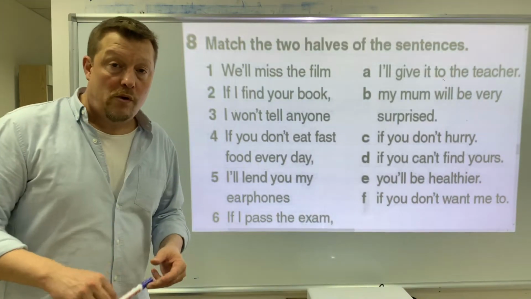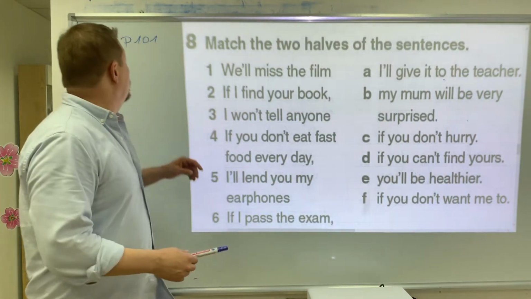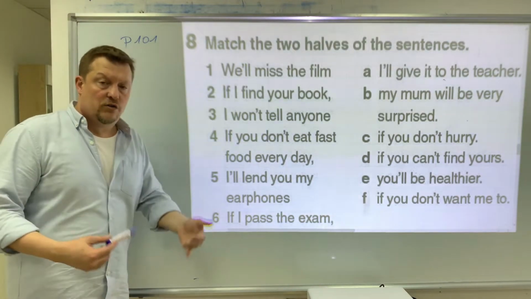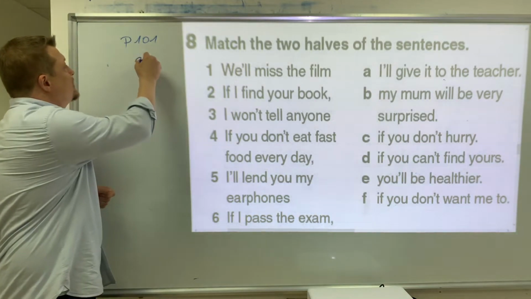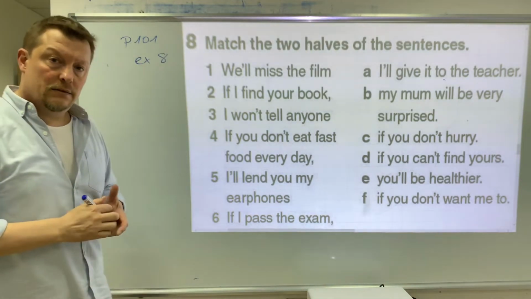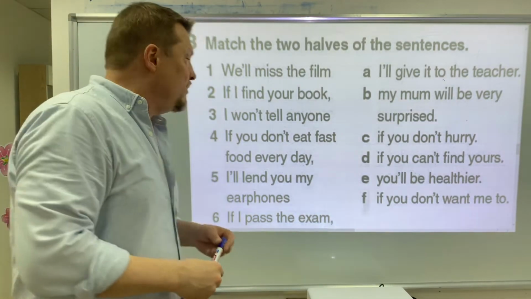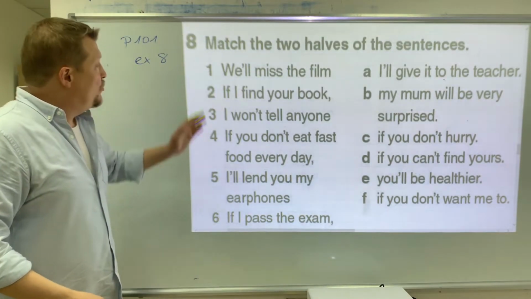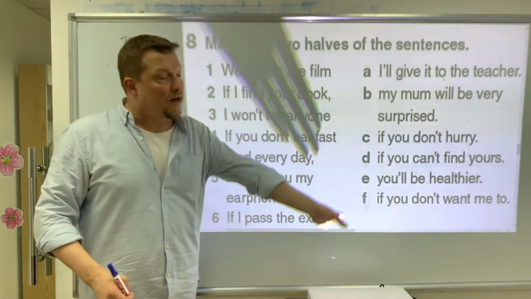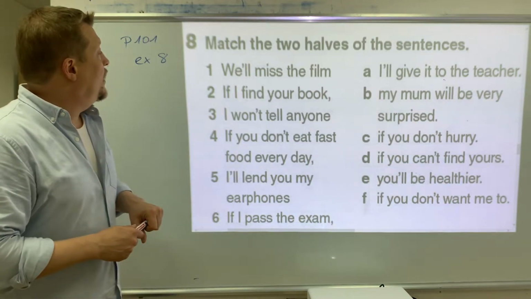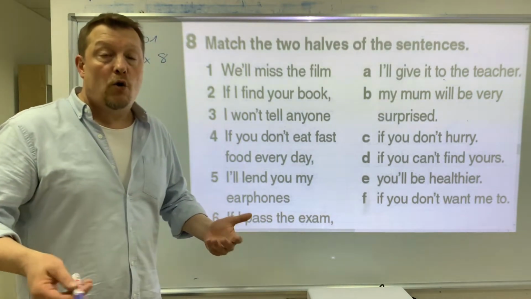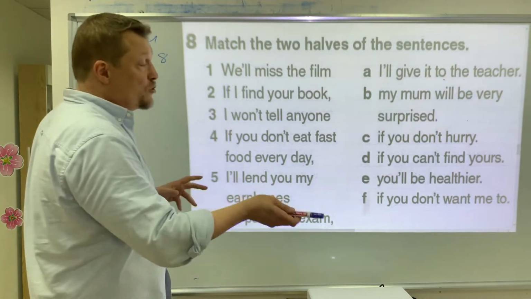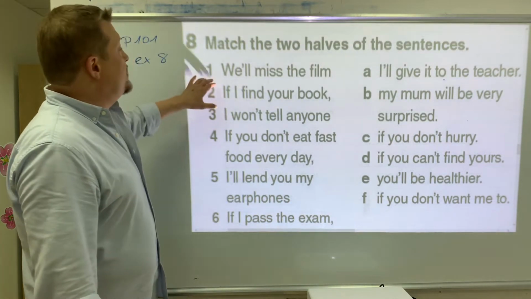And now, we are still on page 101. We're going to do an exercise to practice the first conditional. This is exercise 8. So let's start together. We have to match one half of the sentence with the other half of the sentence. It could be the if clause, or it could be the will or won't clause. Okay, comes first or second. So let's do number 1.